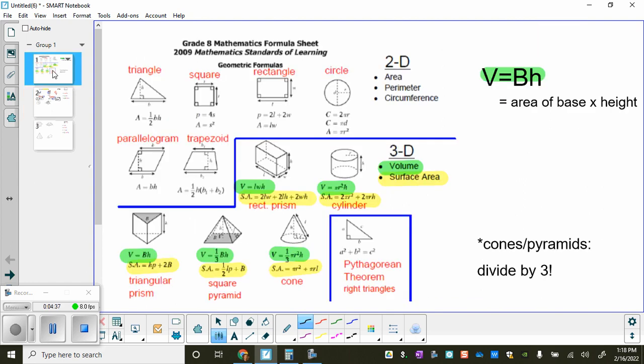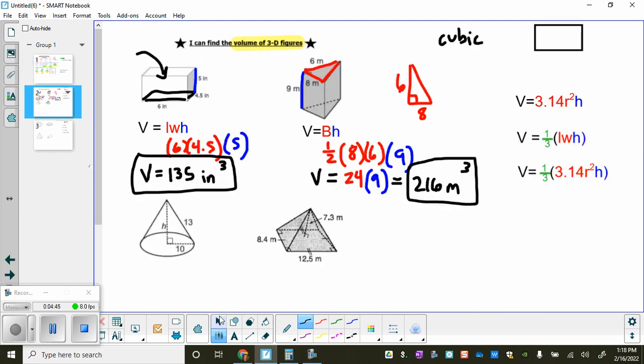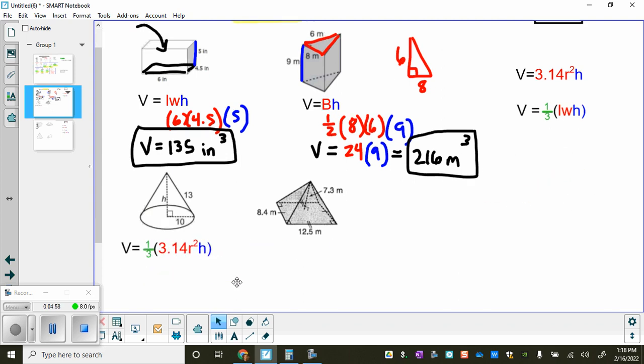Now I mentioned back here on your formula sheet, when we're looking at pyramids and cones, you're going to see a divide by 3, which is the 1/3. So let's take a look at these now, okay? When we have a cone, the bottom part is a circle, so it's going to be the pi r squared. We have times height, and then we're going to take 1/3 of it because it's a cone.